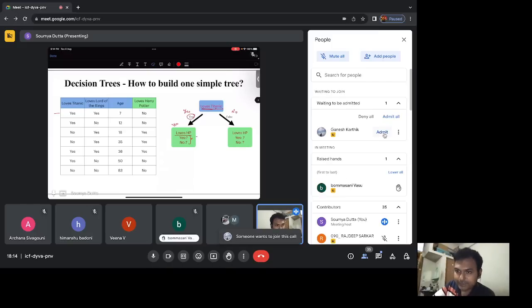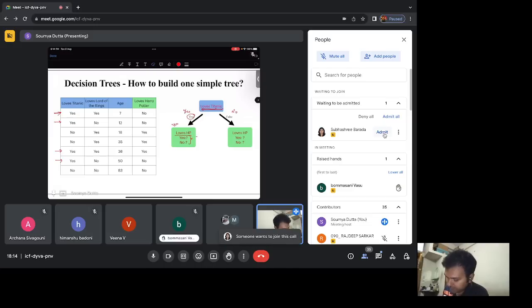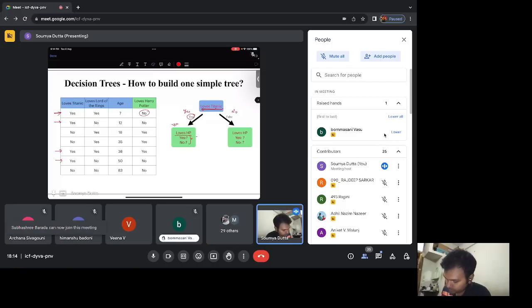See here, the question is, you are already in the loves Titanic region, so you have to consider only the rows which I am marking by arrow. Only these 4 rows are marked by arrow, and out of that you see how many of them will love Harry Potter. So this is no, this is no, this is yes, and this is no. So this would be 1 and 3. You are correct, whoever said the answer was correct.